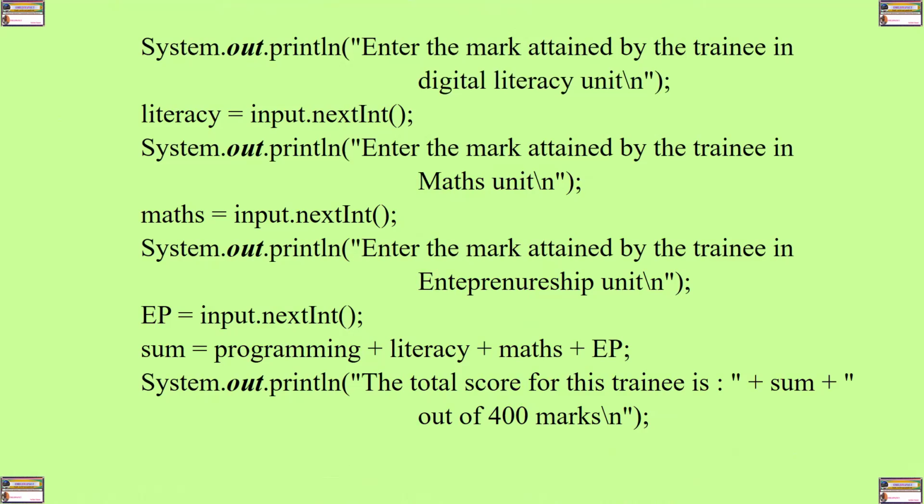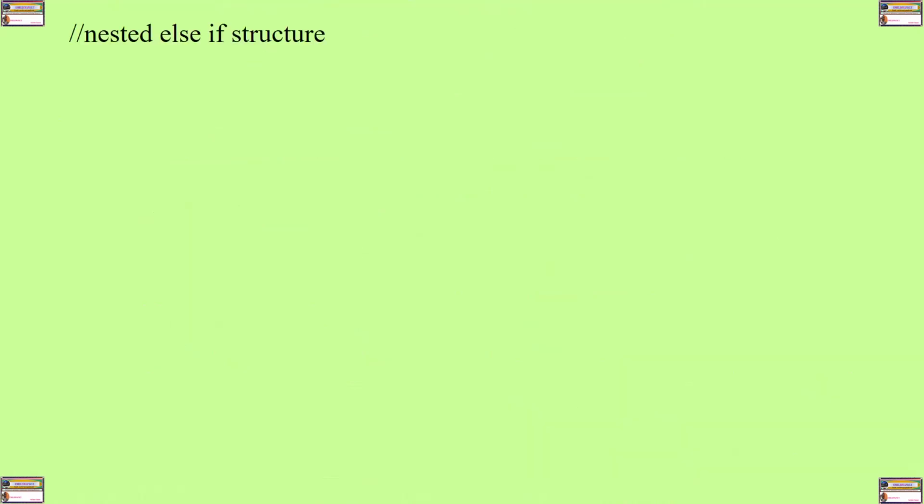So if, for example, the result for adding programming, literacy, months, and the EP results, for example, to 100, and that 100 is what has been stored in memory location called the sum, then the statement, the total score for this trainee is, will be as follows. The total score for this trainee is 100 out of 400 marks. And then write a new line.